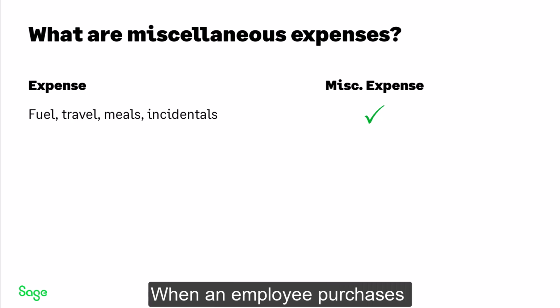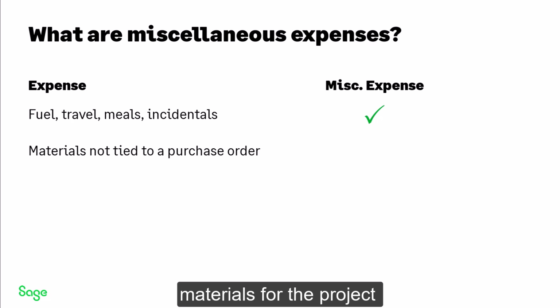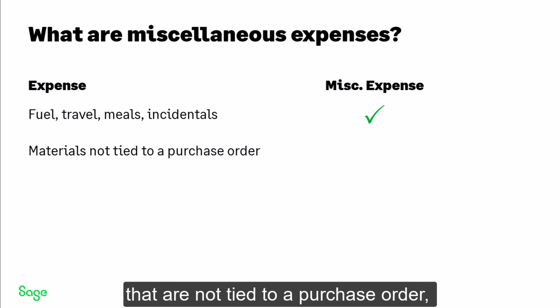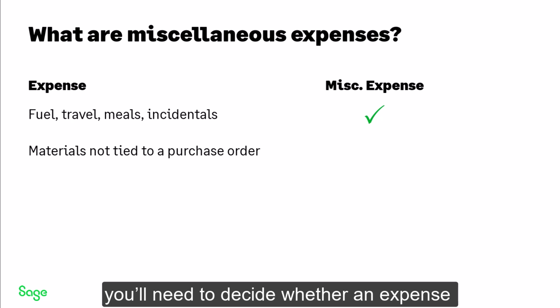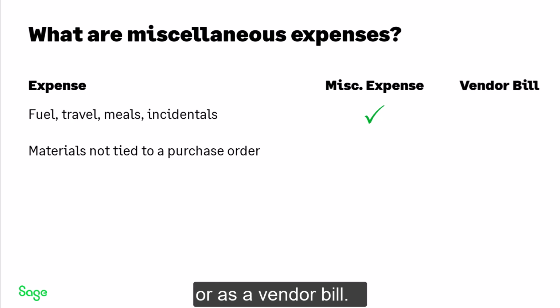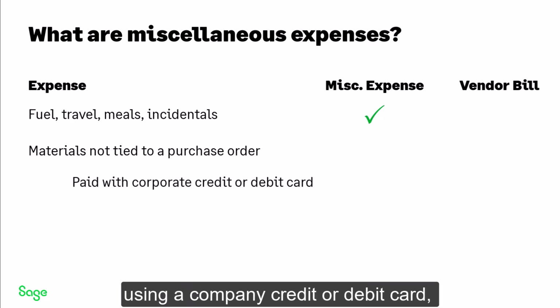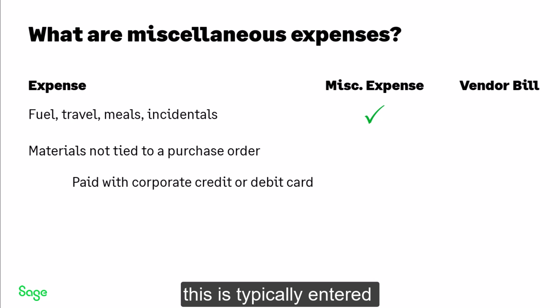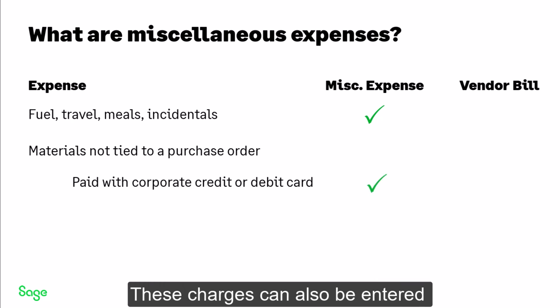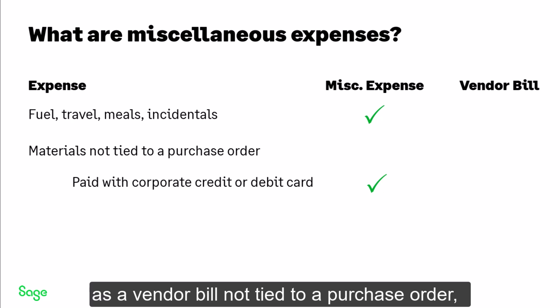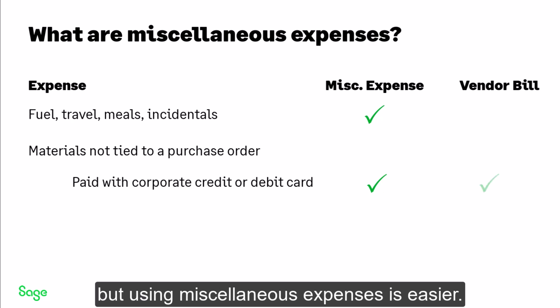When an employee purchases materials for the project that are not tied to a purchase order, you'll need to decide whether an expense is best entered as an employee miscellaneous expense or as a vendor bill. If the employee pays using a company credit or debit card, this is typically entered as a miscellaneous expense. These charges can also be entered as a vendor bill not tied to a purchase order, but using miscellaneous expenses is easier.